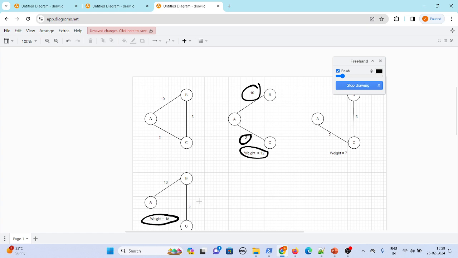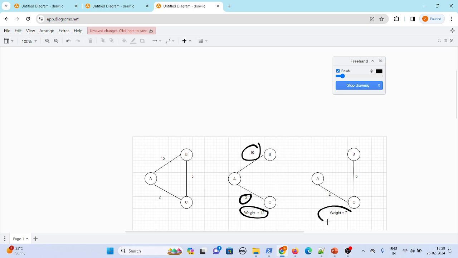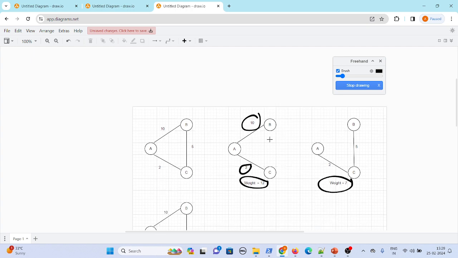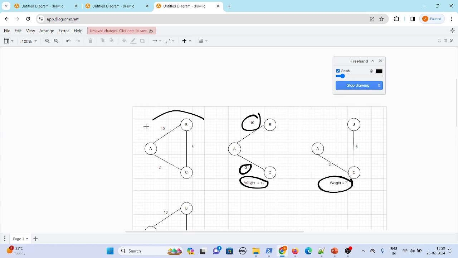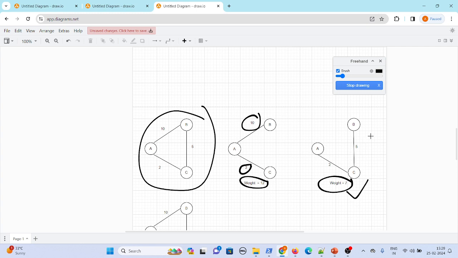So if I'm forming an electric circuit network and I choose this, I will end up paying the minimum cost. In this way, a minimum spanning tree is a weighted connected undirected graph in which your tree has the minimum cost. Cost here is the weights on the edges. So this is my minimum spanning tree for this graph, with weight 7. These are all my spanning trees, but this one has the minimum weight on its edges. That's why we say this is a minimum spanning tree.